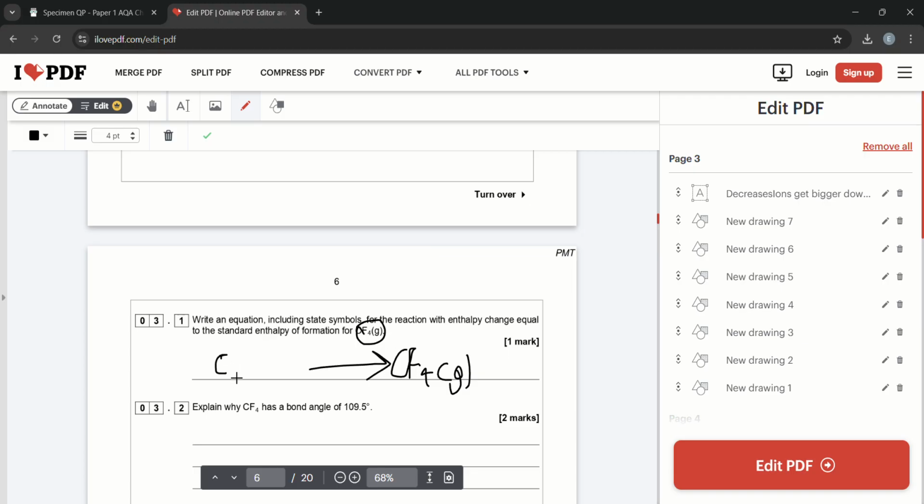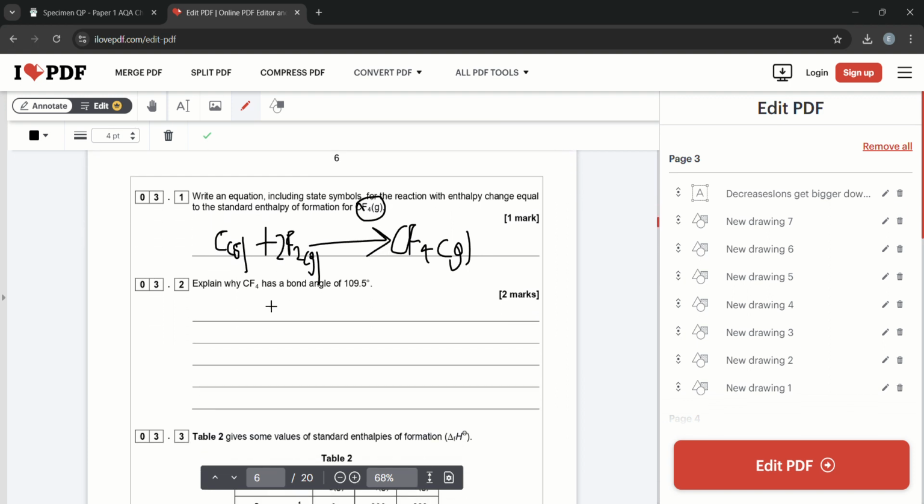Carbon by itself as a solid, and then fluorine, 2F2. That's also slightly tricky, but the hardest part is understanding the standard enthalpy of formation. We write down what we're forming and then draw an arrow to what we're forming. That's it.